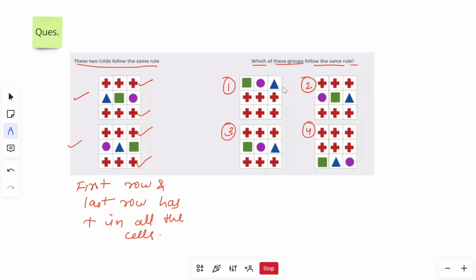Now let's see this first option. See, in the first option, the first row does not have the plus in all the cells. Let's see the second option. Yes, the second one does have. So we can say yes, this is following the logic. The third image is also following it. So we can say yes, this is also following the logic. And the fourth again is not following the logic. So the correct answer for this question is going to be image number 2 and image number 3, which are following the same rule as per the given images.